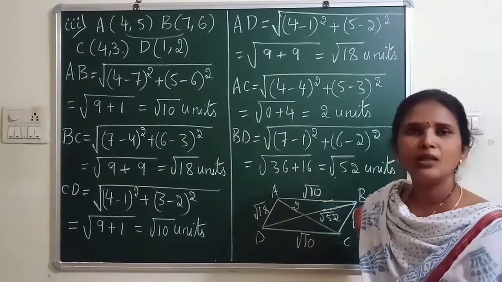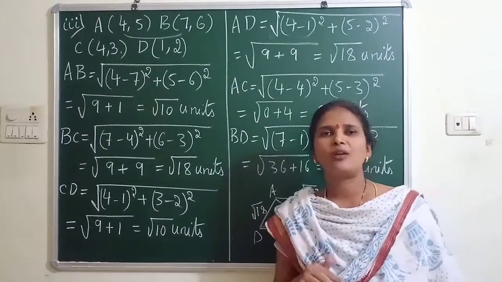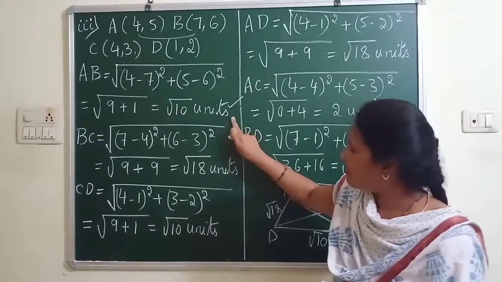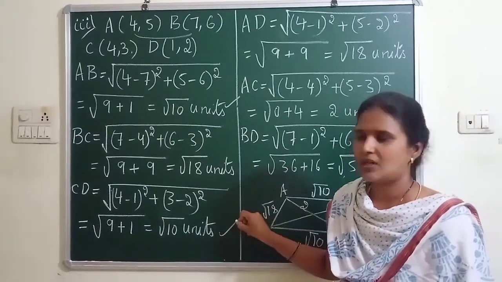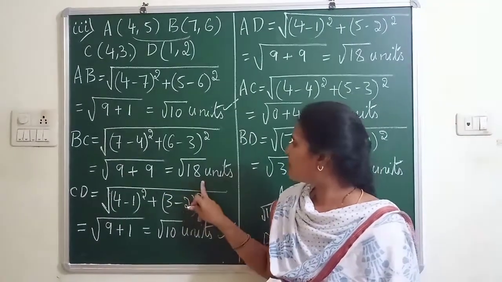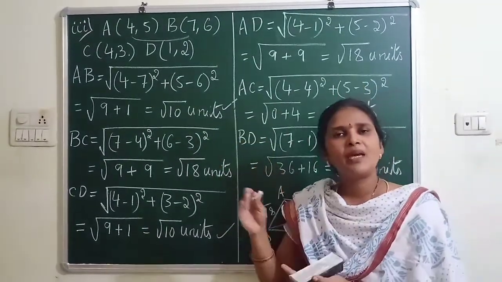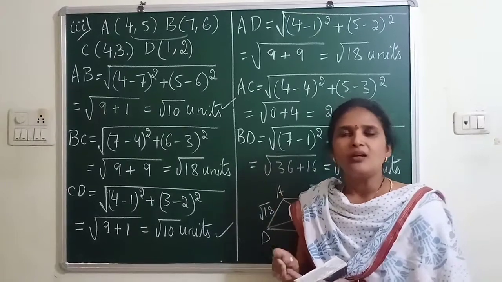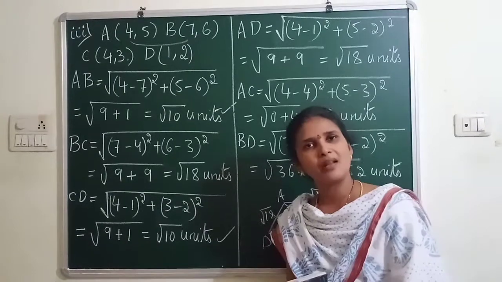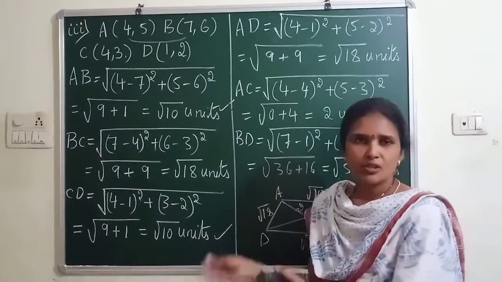So now we got all the 4 sides. Observe whether it is a rhombus, a square, a parallelogram or a rectangle. Here you can check that the length of AB is root 10 and the length of CD is root 10, that is, opposite sides are equal. Another pair of opposite sides is BC, root 18, and AD is again root 18. Since both opposite pairs are equal, we can conclude that it can be a parallelogram or it can be a rectangle.